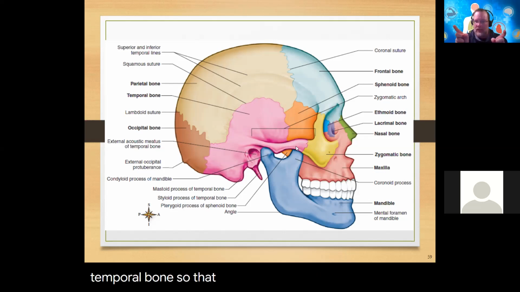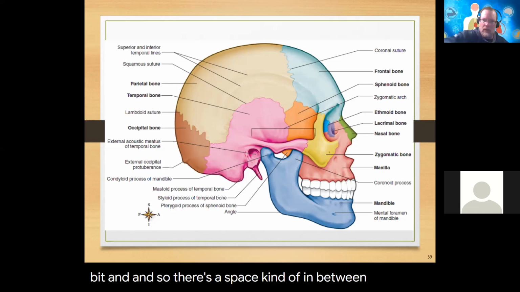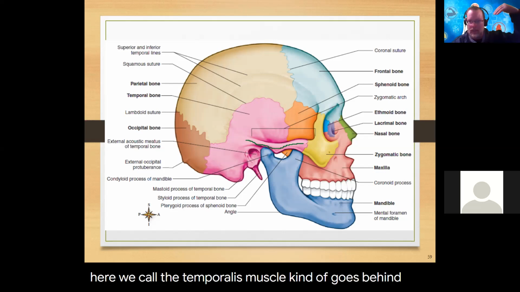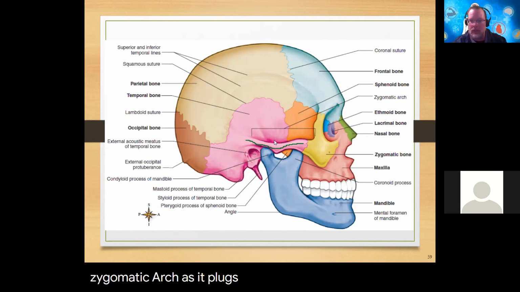So that actually kind of juts out a little bit, and so there's a space in between. There's a space right here, in between this area, where a muscle can drop right behind this. So you can actually go behind this, and that's where that muscle up here, we call it the temporalis muscle, kind of goes behind the zygomatic arch as it plugs into the mandible.